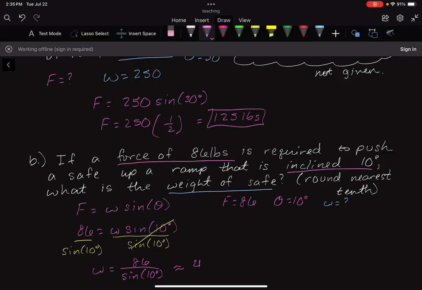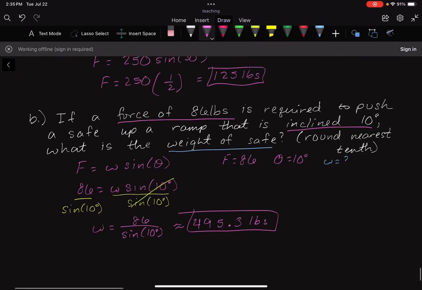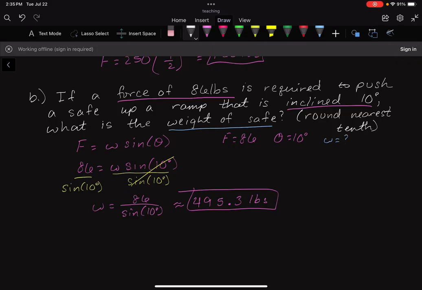So I got 495.3. And this is still in pounds, just like the force was. So this was one where we had to find the weight instead. And we'll do one more.